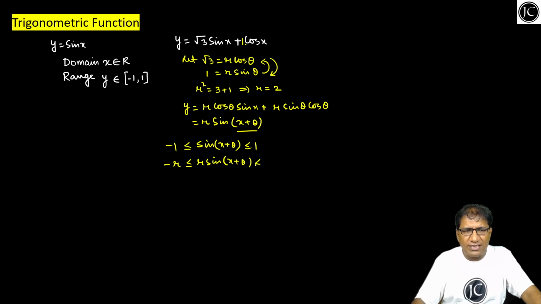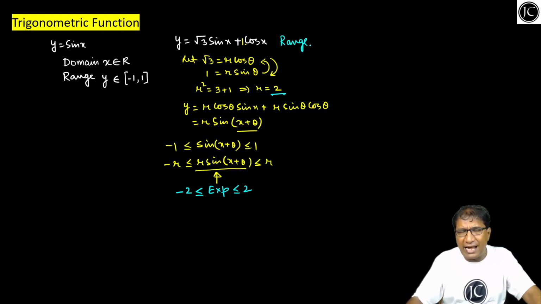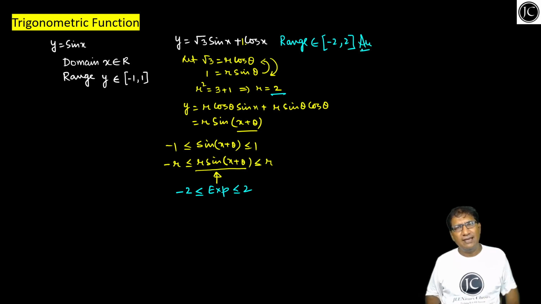we are going to have something like this. R sin(x plus theta) is nothing but our expression, and it is lying between minus r and r. The value of r is 2, so it is lying between -2 and 2. Therefore, the range for this function, that is the value of y, will lie between -2 and 2. That's your answer. Is it clear to all of you?